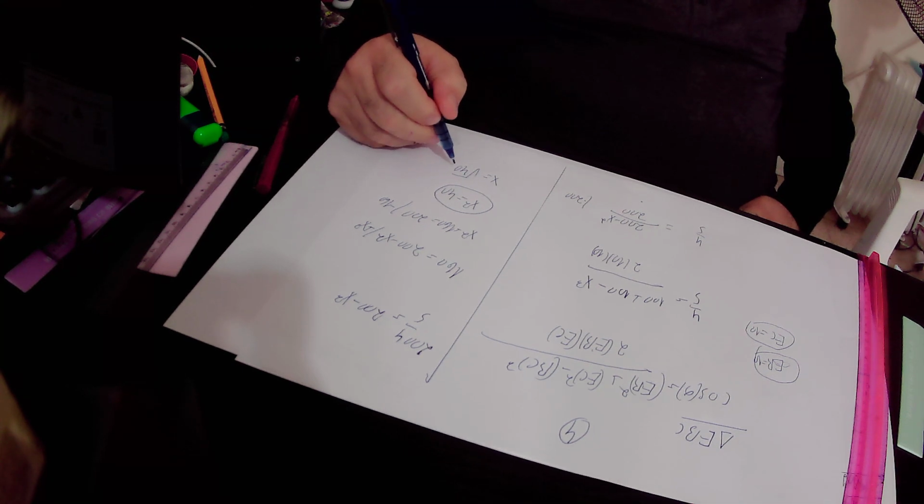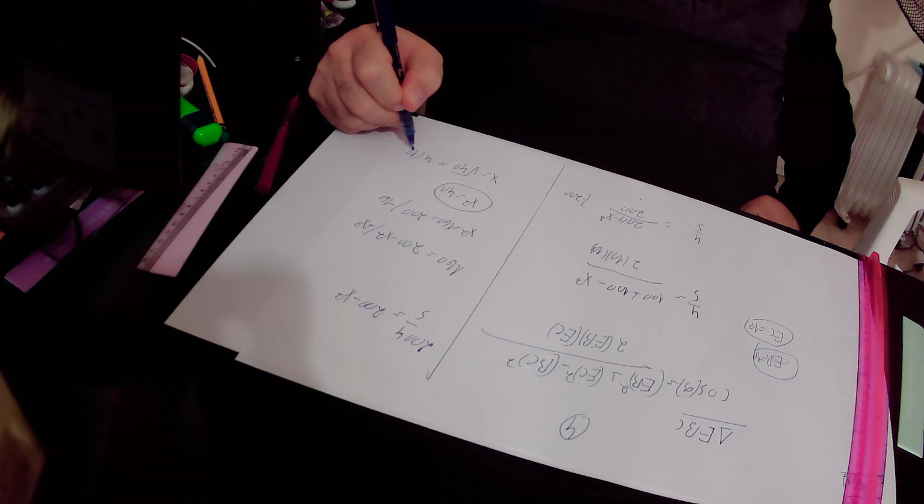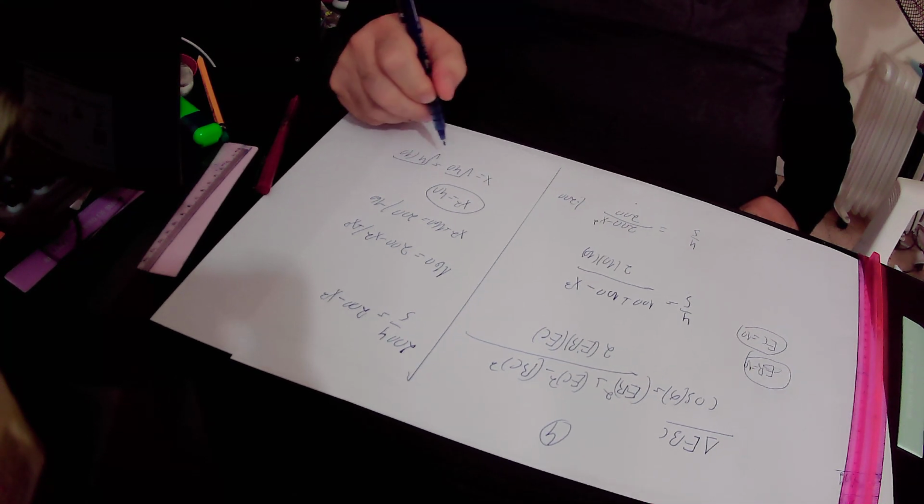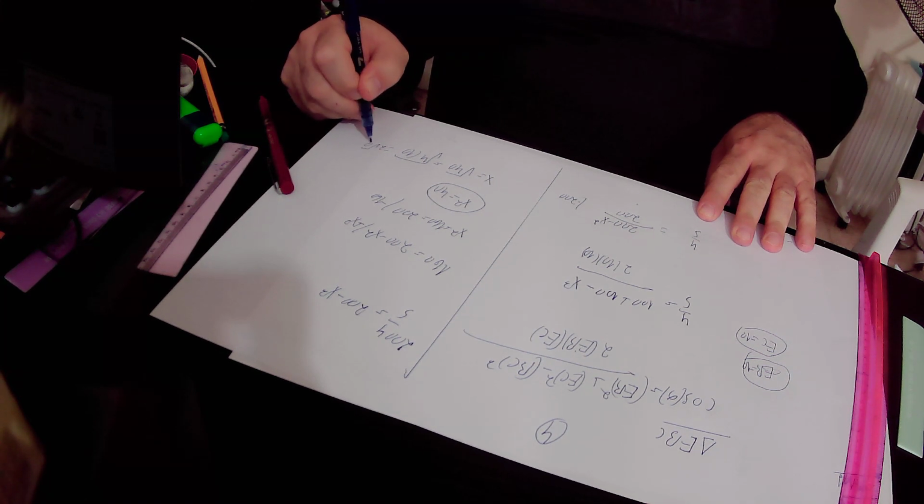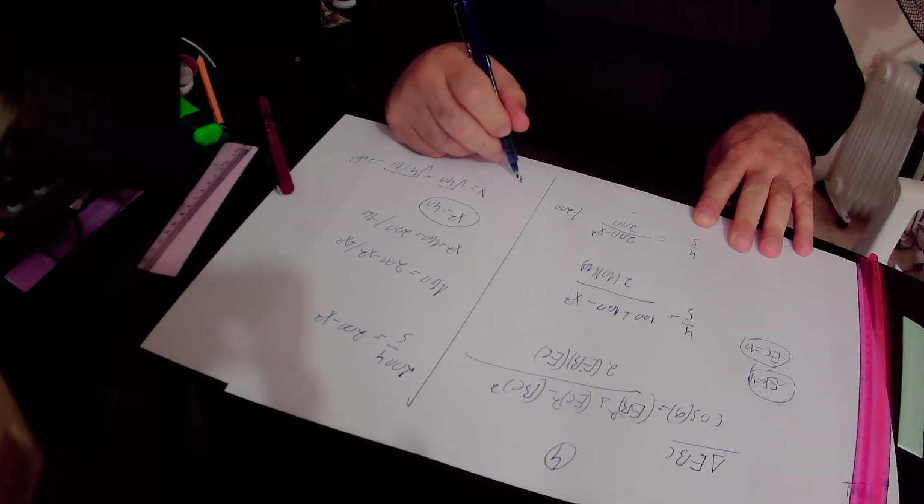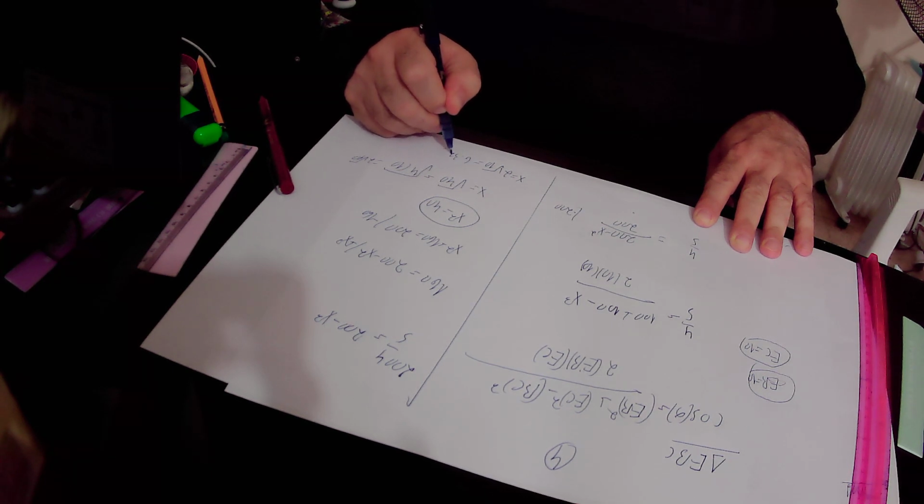40 is 4 times 10, so we substitute 40 by 4 times 10. The square root of 4 is 2. So in conclusion, we found out that x equals 2 times square root of 10 units. So in terms of numbers, it is equal to 6.32 units.